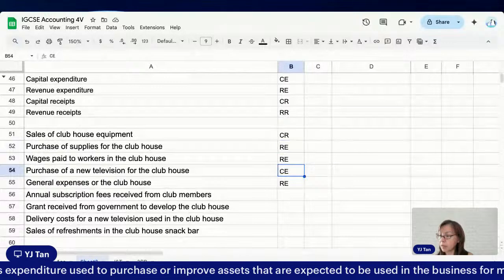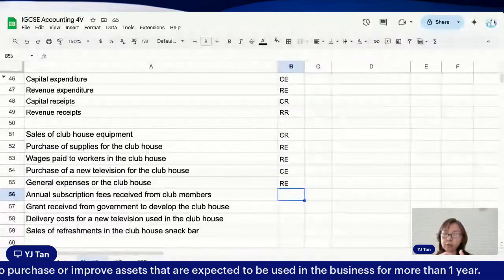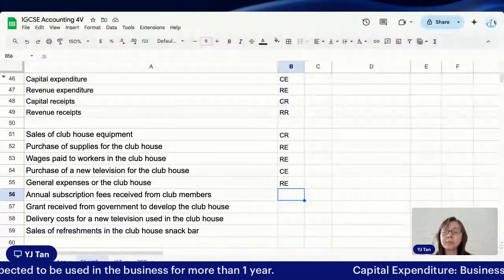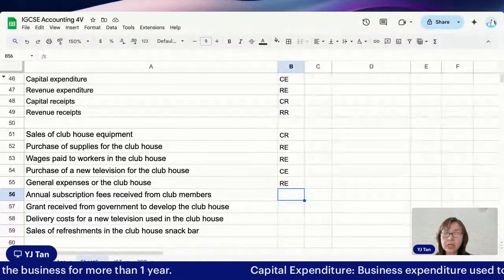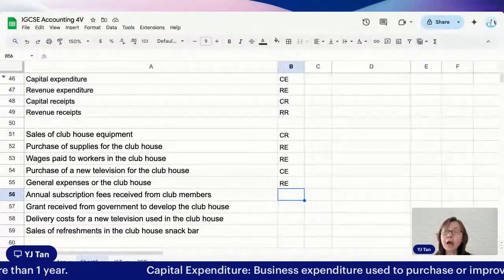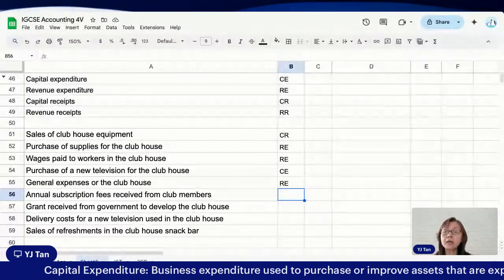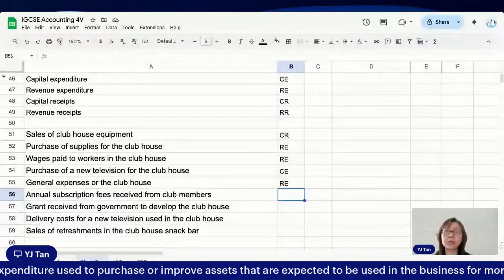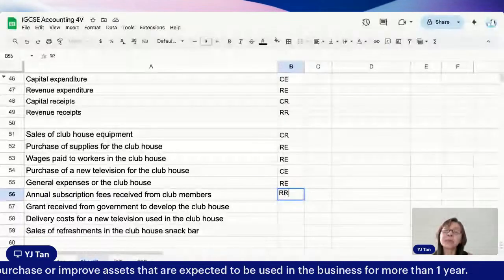Annual subscription fee is received from the club members. So this is a clubhouse, right? They collect members' fees, which is the subscription fee. It's an income, and income is considered a receipt. And this one, annual subscriptions, means a particular year, so it's considered a revenue receipt.